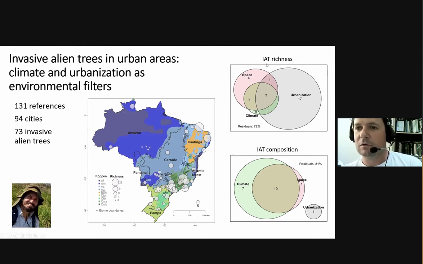urbanization explains most of the variation in invasive alien tree richness, but in terms of invasive alien tree composition, climate is one of them, or is perhaps the main filter. So these are some of the results we have so far. Space here means spatial autocorrelation, so the closer the cities are from each other, the more similar the composition of invasive alien trees are.